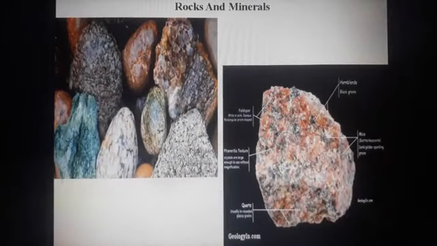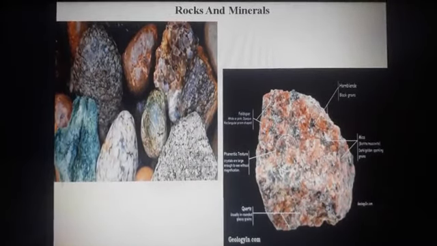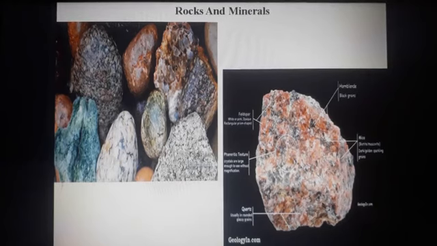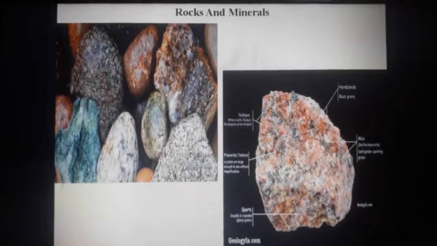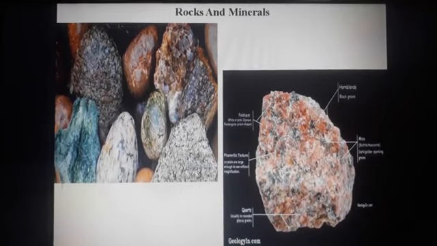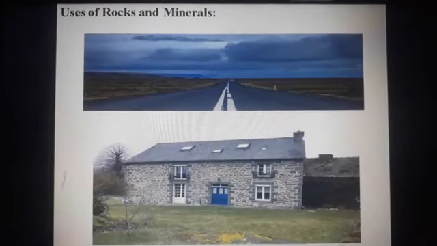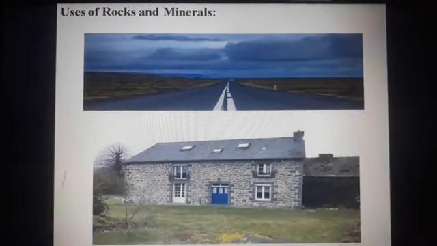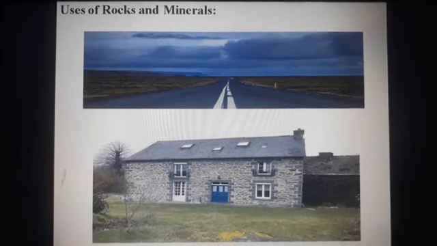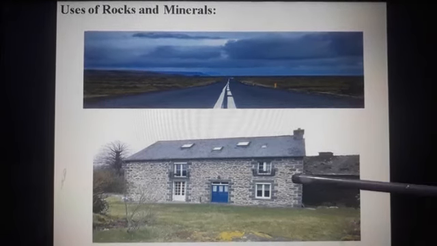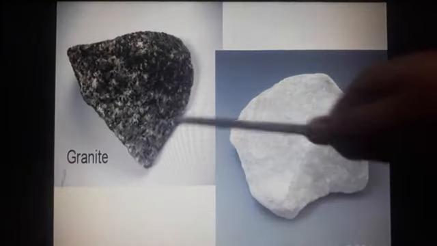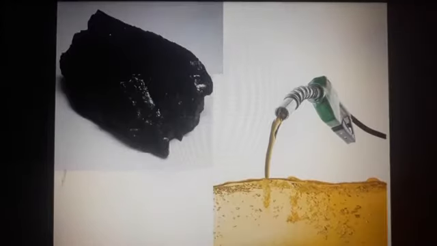Now let's talk about rocks and minerals. As I told you, rocks are made up of different minerals. Minerals are naturally occurring substances which have certain physical properties and definite chemical compositions. Minerals, here you can see, are very important to humankind. Now let's discuss the uses of rocks and minerals. Rocks are very useful to us. The hard rocks are used for making roads, houses and buildings, and in those cases we use granite, sandstone or marble. You can see the granite and marble are used for making houses and buildings.